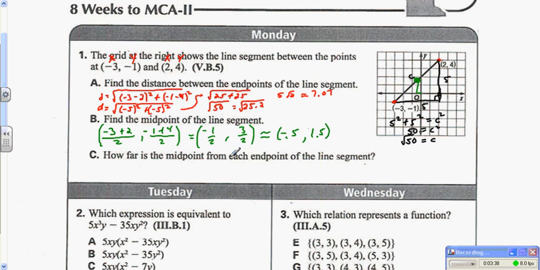How far is the midpoint from each endpoint of the line segment? Now remember, here's your midpoint. What's the distance from there to the end? Well, the whole distance is root 50. We found that out in A. So just dividing it by 2 would give you half the distance. In this case, you're taking 7.07 and dividing by 2. So approximately 3.54, I believe. Approximately.